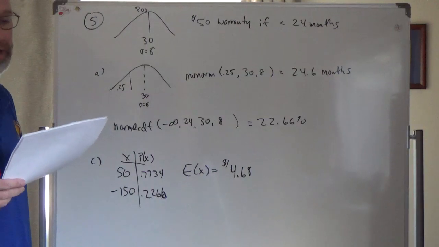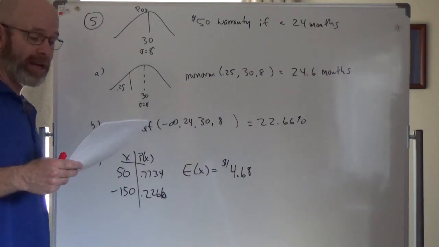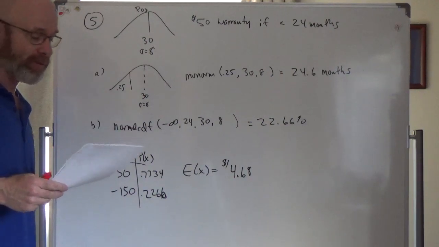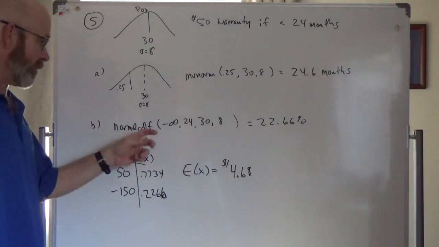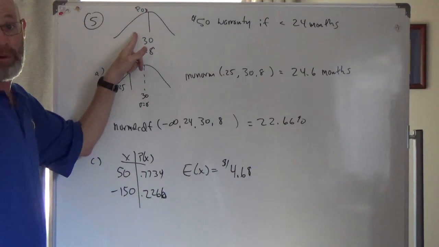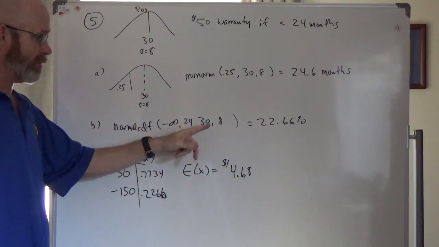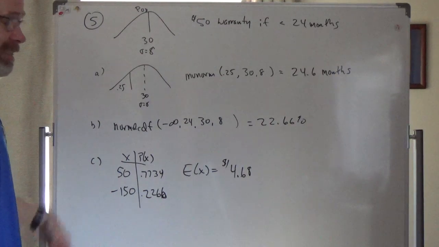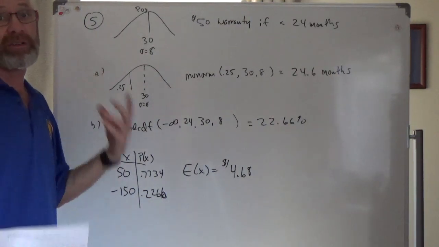It says one customer purchases the warranty, selected at random. What's the probability that they will require a replacement battery within 24 months? So we just want the normal CDF from negative infinity to 24, right? So negative infinity to 24, the mean of 30, standard deviation of 8, it's a 22.66% chance. This is how companies figure out their warranties and how much to charge, that sort of stuff.